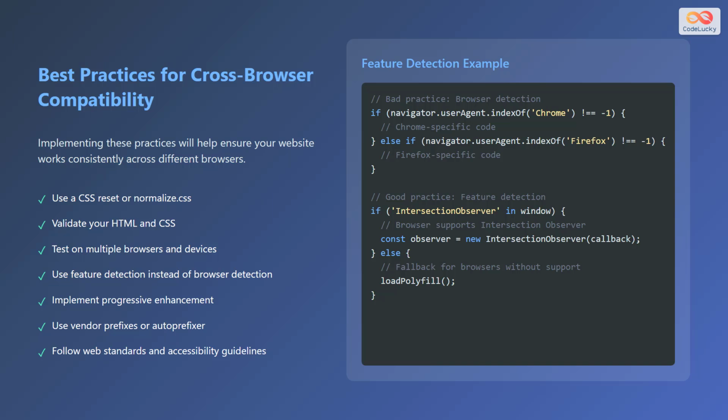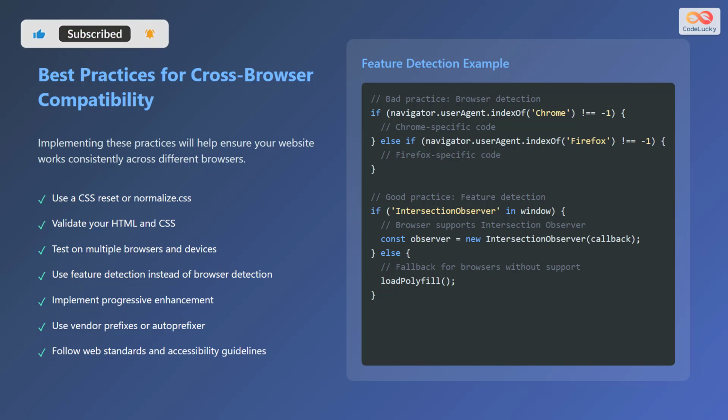Use a CSS reset or normalized CSS to eliminate default styling inconsistencies across browsers. Validate your HTML and CSS code to ensure it adheres to web standards. Test your website on multiple browsers and devices to identify and fix compatibility issues. Use feature detection instead of browser detection to implement functionality based on supported features.